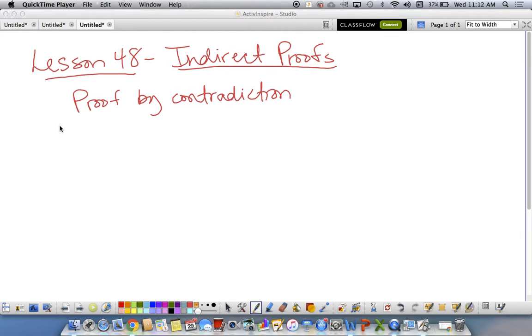You remember what those 3 simple steps were? Assume the conclusion is false. That will be the first line. Assume whatever we want to prove is false.